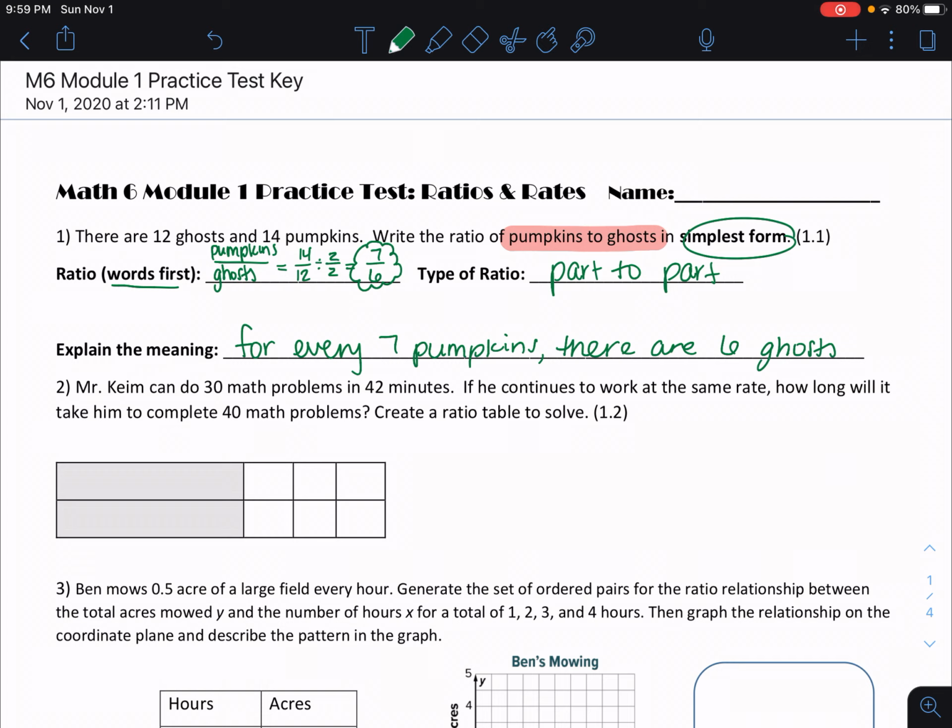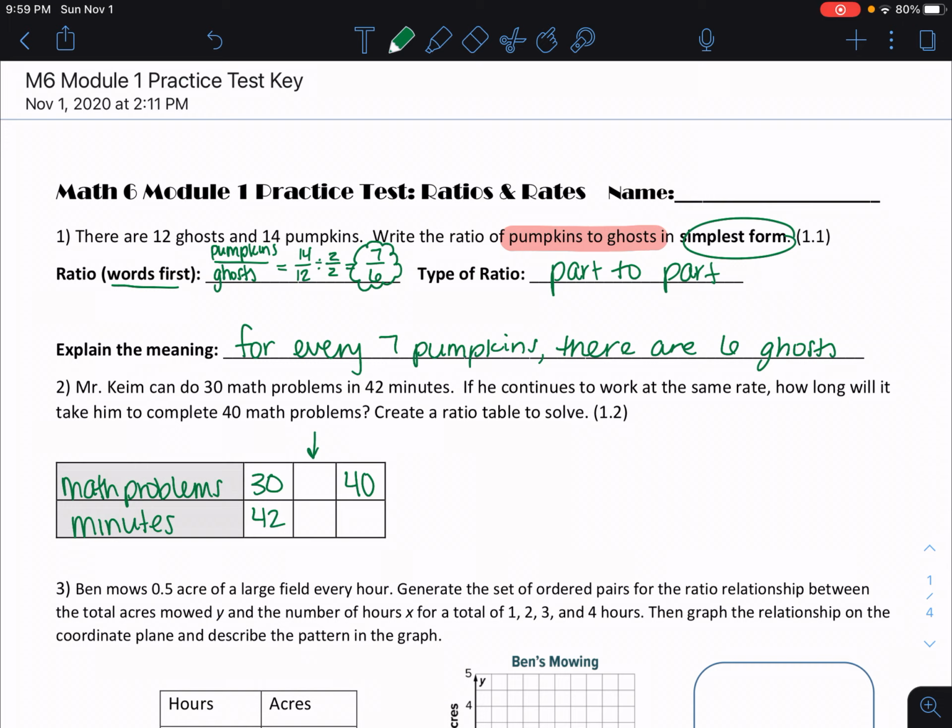Number 2 says Mr. Keim can do 30 math problems in 42 minutes. So I've got math problems and minutes. If he continues to work at the same rate, how long will it take him to complete 40 math problems? So the first thing I'm going to look at is, can I get directly from 30 to 40? If the answer is no, I'm going to skip the middle column and go right to the last column.